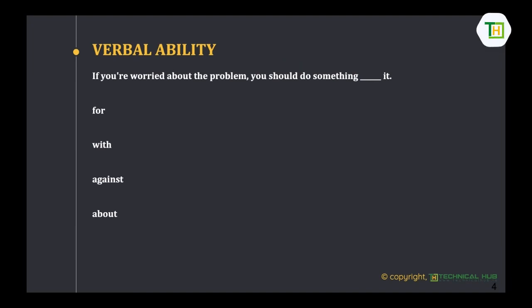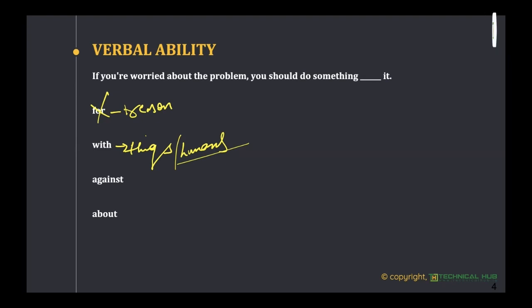Next one. If you're worried about the problem, you should do something dash it. For is not the correct answer. With is used only with things or humans. The problem is not a thing or a human, so this is also wrong. Against means going in opposition. This is also wrong. About it is the right option.